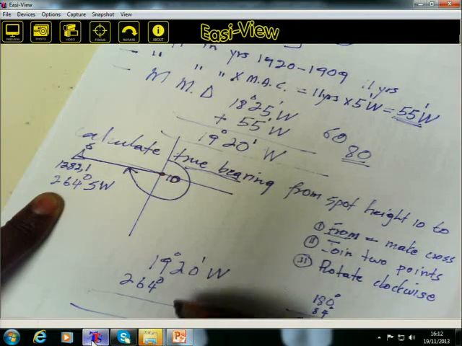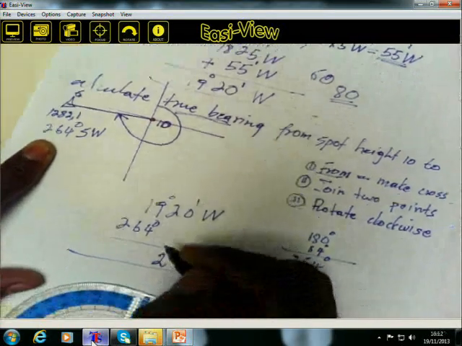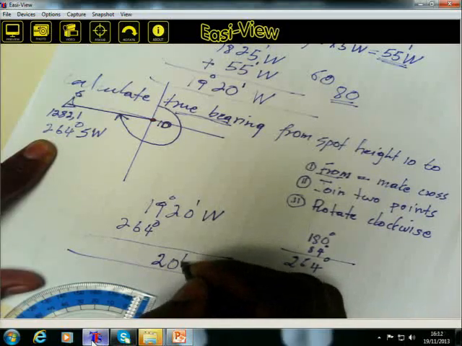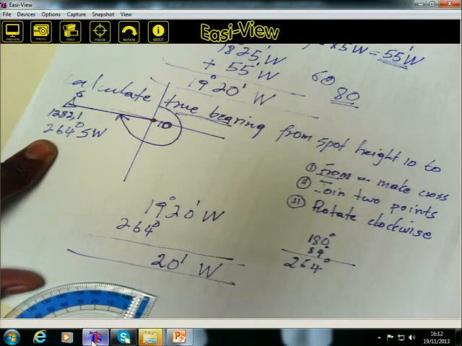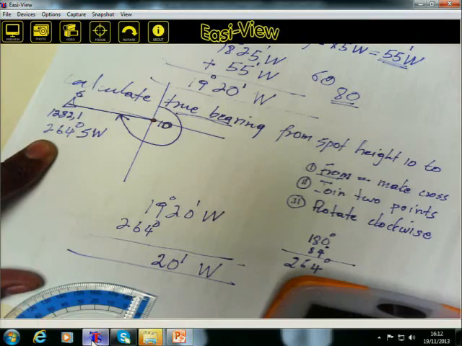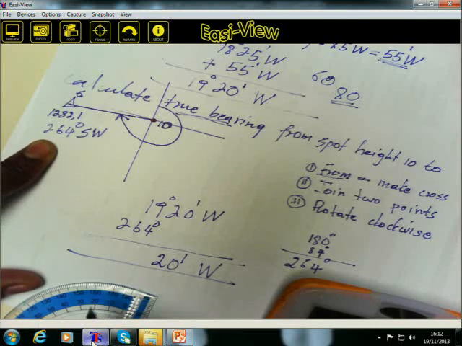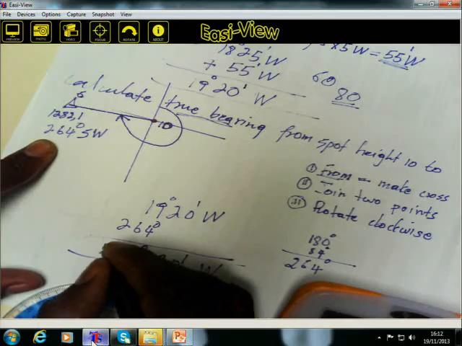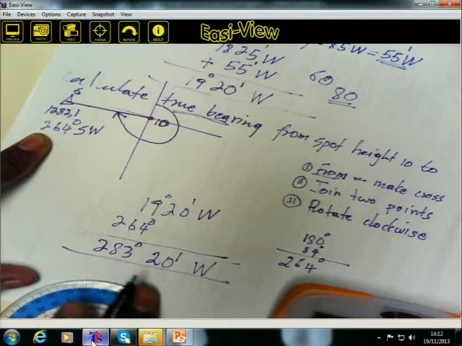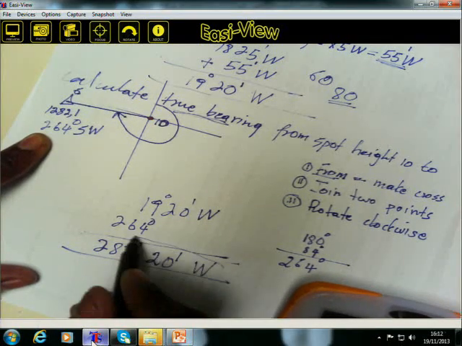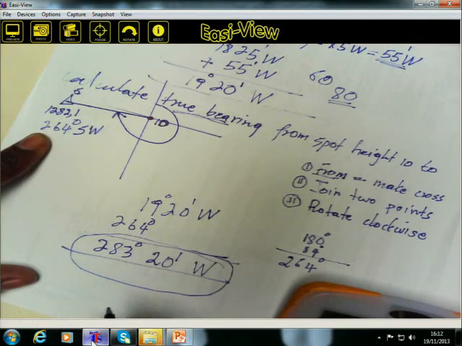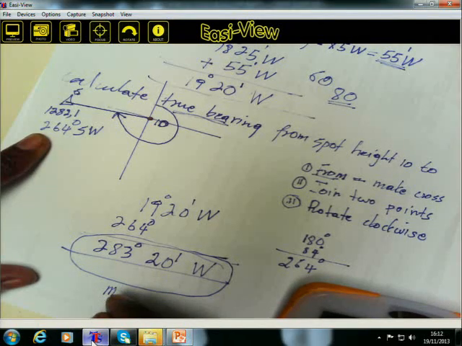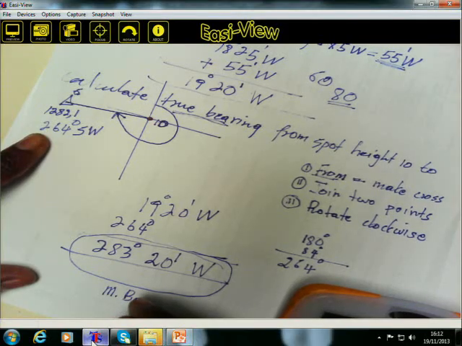Answer to the west, 20 minutes will come down, and then I must add now. 264 plus 19 gives me 283 degrees. Now, what will this answer be? This answer for me will now be my magnetic bearing.